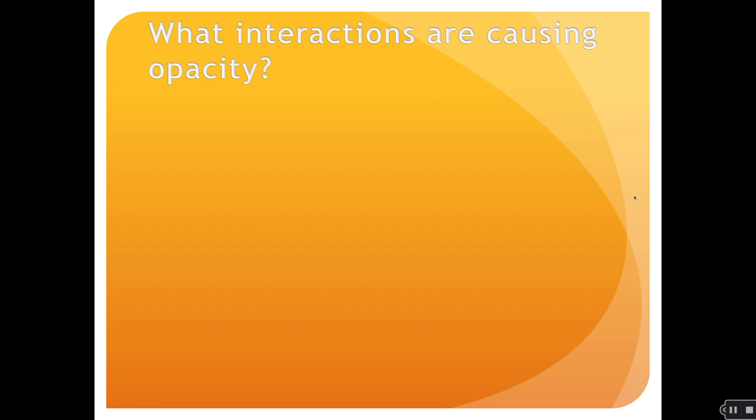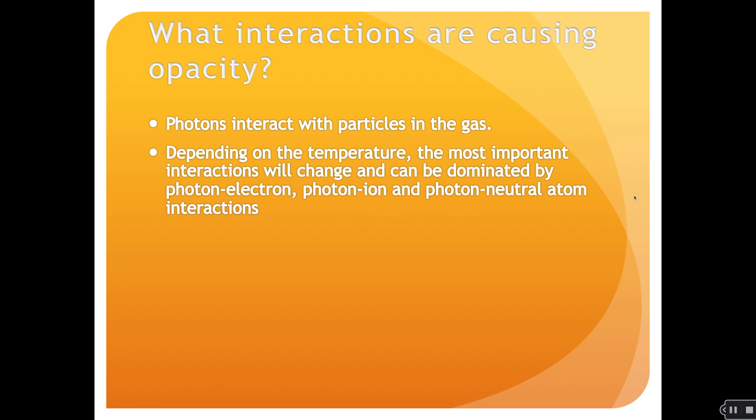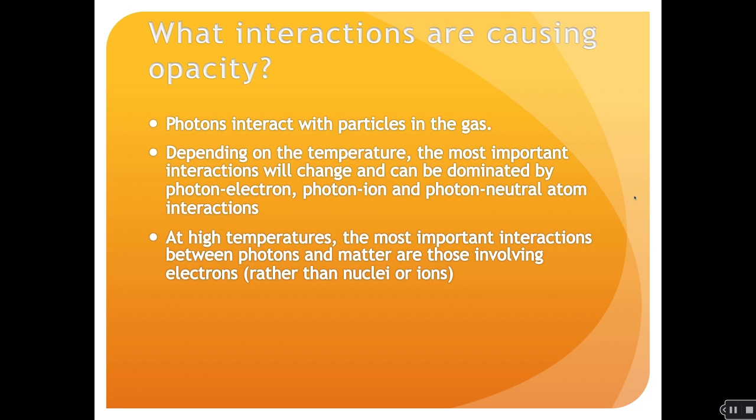Okay, so what is it that actually causes the opacity? What are the actual interactions going on? Well, photons can interact with particles in the gas, right? And it depends on what it is. So if you've got high temperatures, you might have lots of electrons because you've ionized a lot of your gas. And then you're going to have ions as well. If it's at low temperature, you might have lots of neutral atoms. And it depends on what atoms you've got as well, as to how many electrons are free, and so on. And so you can have all of these things going on.